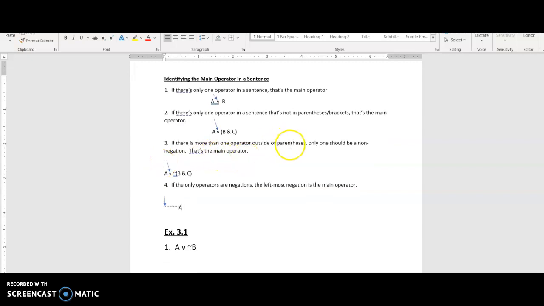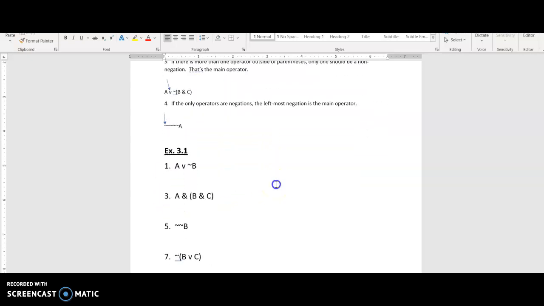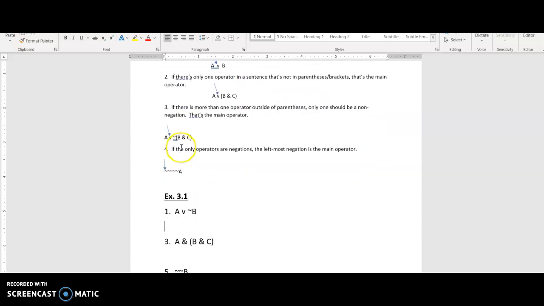If there's more than one operator outside of parentheses, there should only be one that's not a negation. In other words, the only way you get multiple operators outside of parentheses is if there are negations. And if that's the case, there should only be one that's not a negation, in which case that's the main operator. And finally, if all you have are negations, and I think there's a problem, number 5, like this, not not A, then the one that's furthest to the left is the main operator. Because again, that's the last one that applies.